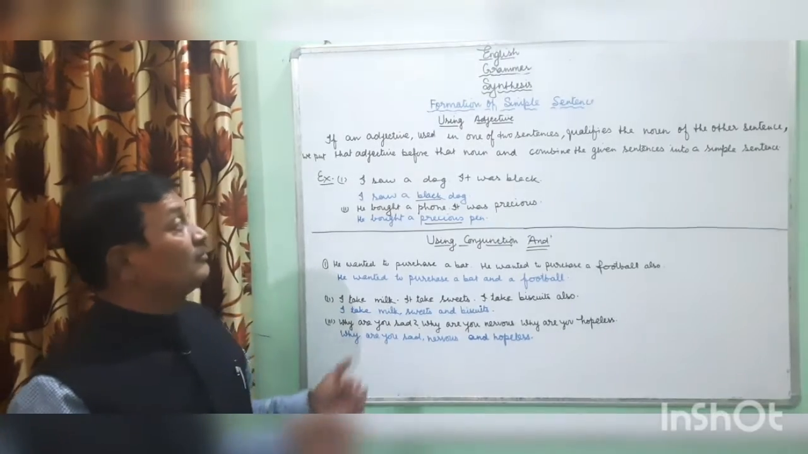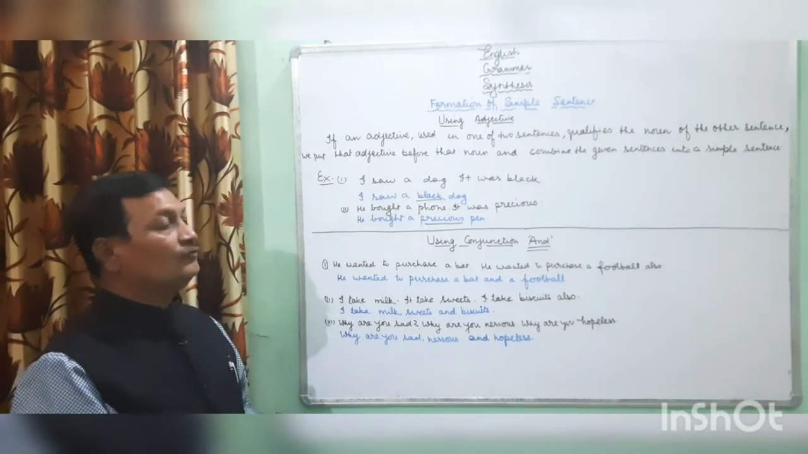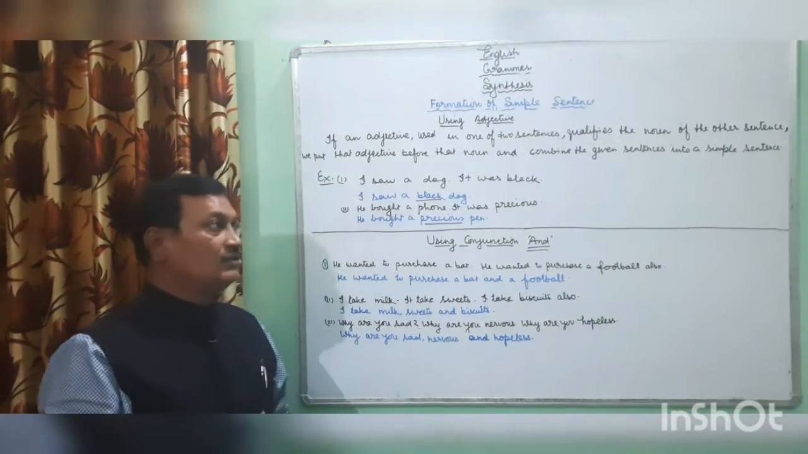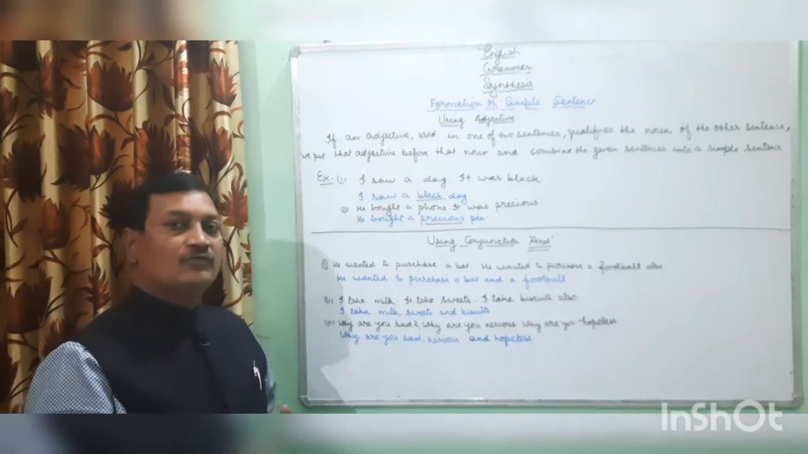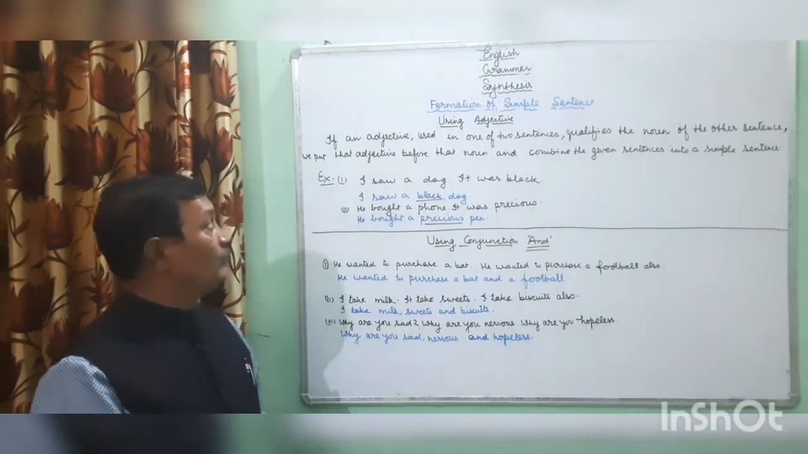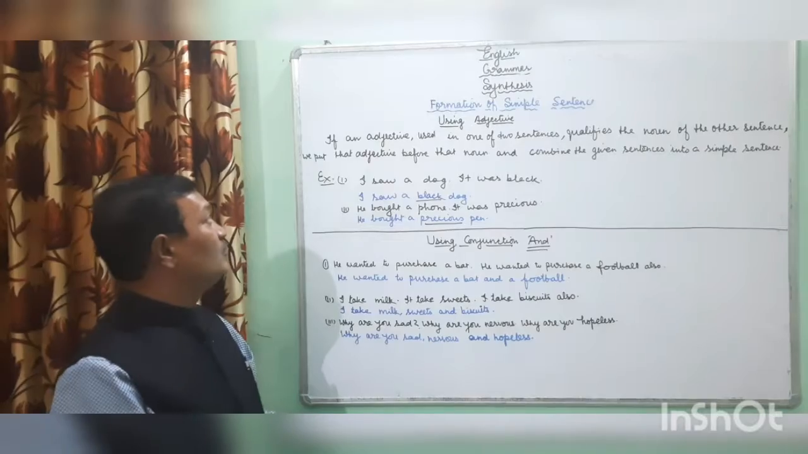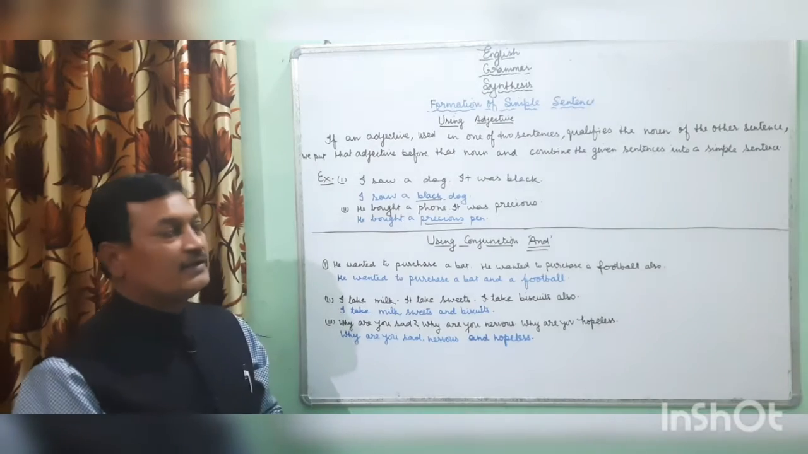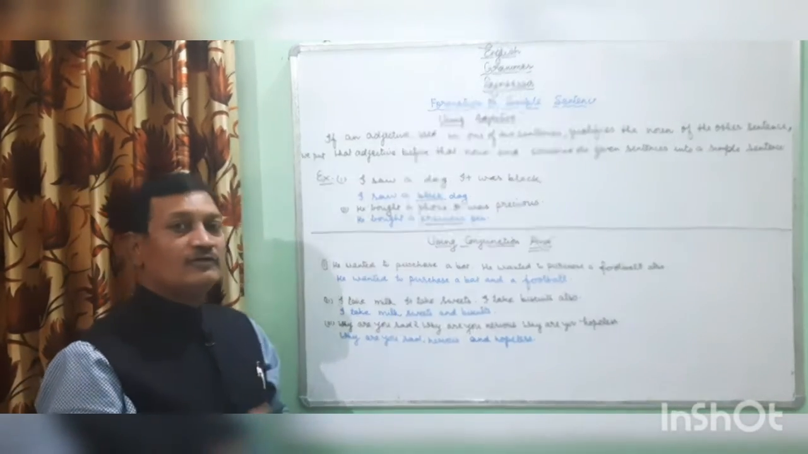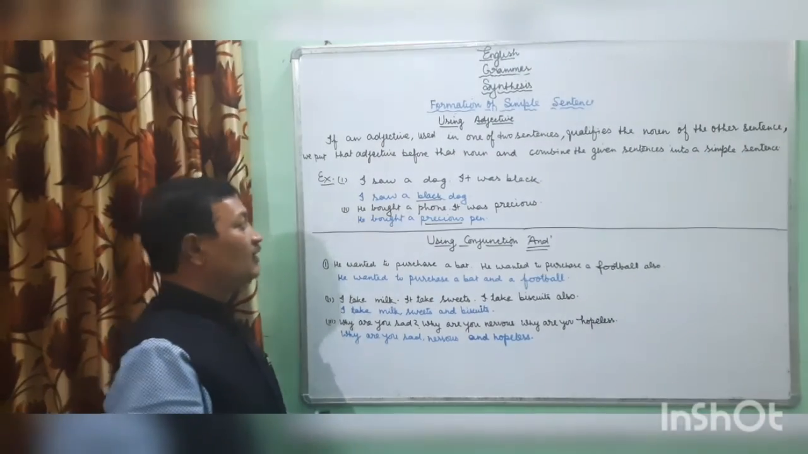Students, let's see how we connect two simple sentences into a simple sentence by using an adjective. Students, you are well aware of adjective. An adjective is a word that qualifies a noun or a pronoun. So if an adjective used in one of two sentences qualifies the noun of the other sentence, we put that adjective before or near that noun and combine the given sentences into a simple sentence. Let's see and learn with the help of examples.